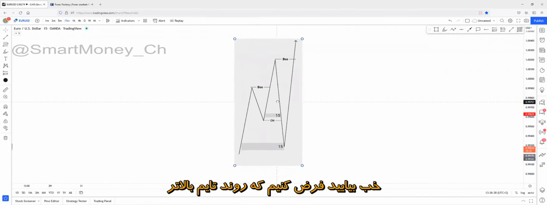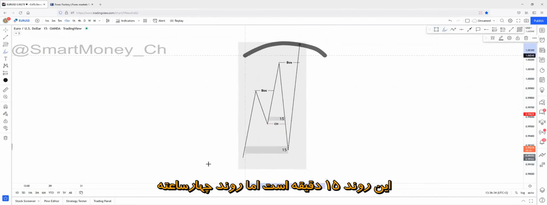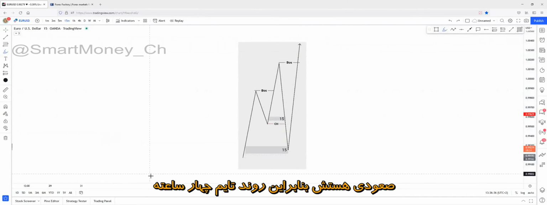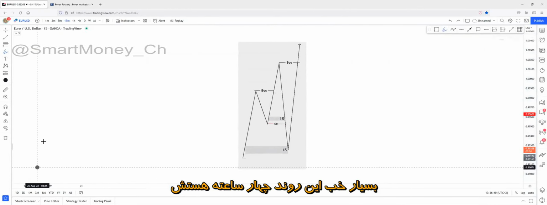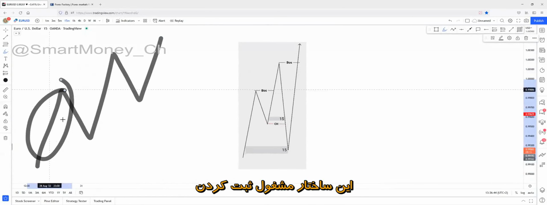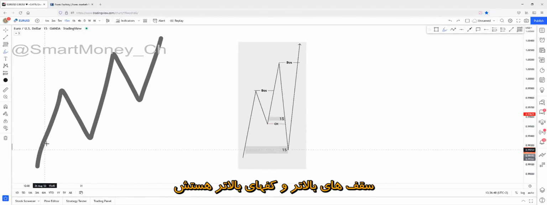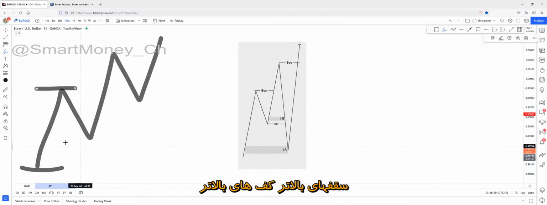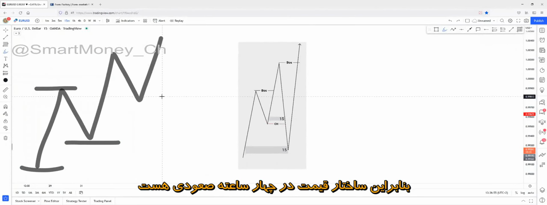So let's assume that the higher time frame trend is bullish. This is the 50-minute trend, but the 4-hour trend is bullish too. The 4-hour trend is printing higher highs and higher lows. This is the 4-hour structure. It's just creating higher lows, higher highs, higher lows, higher highs. So the structure on the 4-hour is bullish.